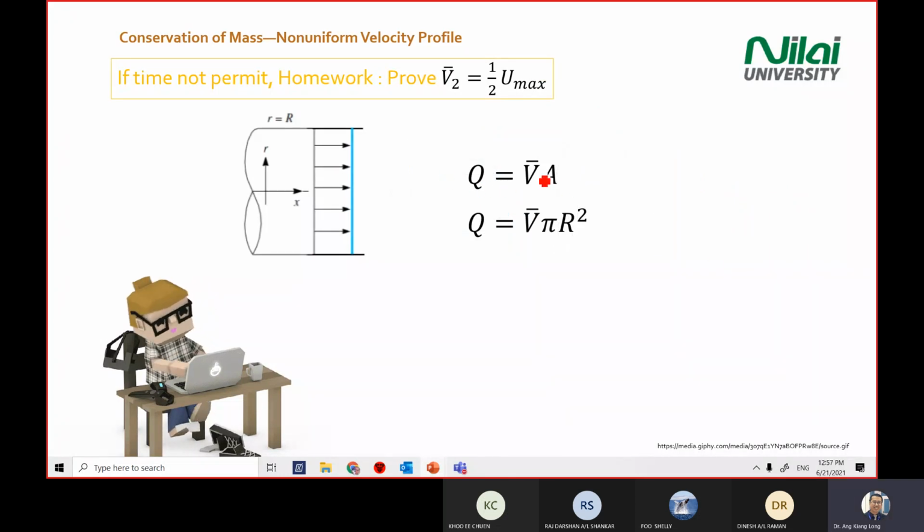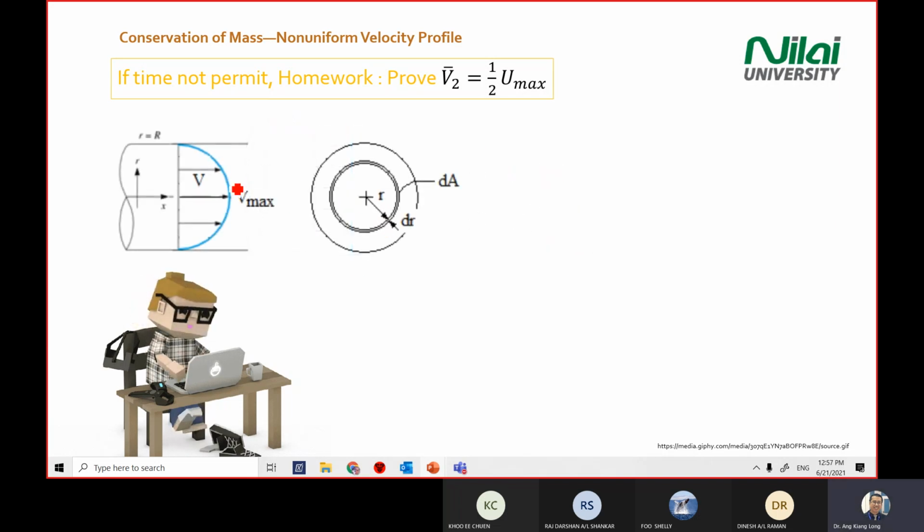Okay, so Q equals VA, and in this case, we are looking at the average velocity diagram. So Q equals V hat, meaning average velocity, times A. A is pi r squared. Then you get the first equation for uniform flow. The second diagram is the parabolic shape diagram with the Umax at the center. And you need to draw the cross section of the pipe with the diagram that you saw just now: R, dr, and dA.